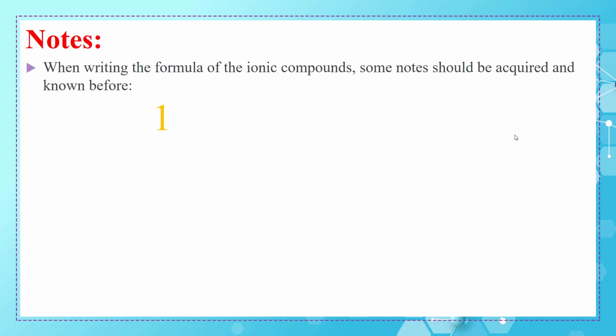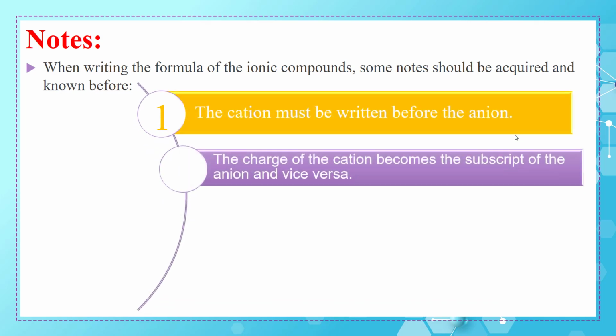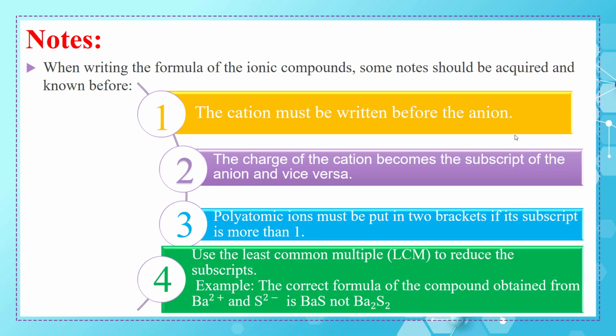Note: when writing the formula of the ionic compound, some notes should be acquired and known before. Keep in mind, guys, first note, the cation must be written before the anion. Second note, the charge of the cation becomes the subscript of the anion and vice versa. Third note, polyatomic ions must be put into brackets if its subscript is more than 1. And finally, use the least common multiple, LCM, to reduce the subscripts.